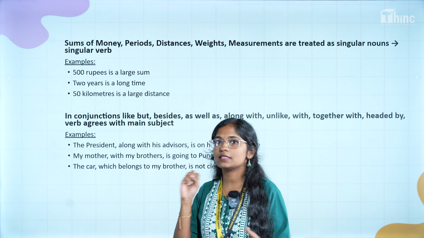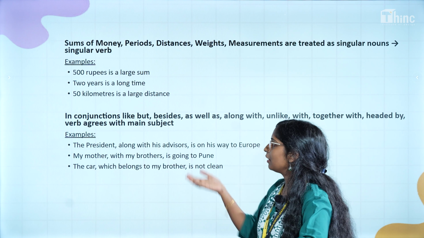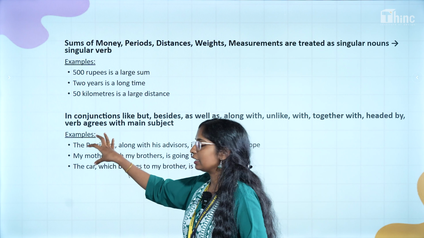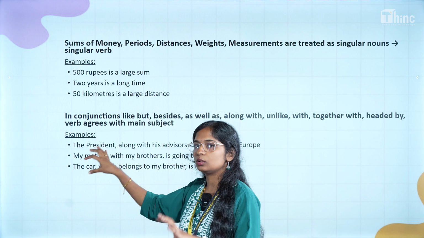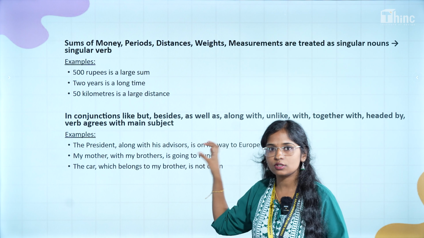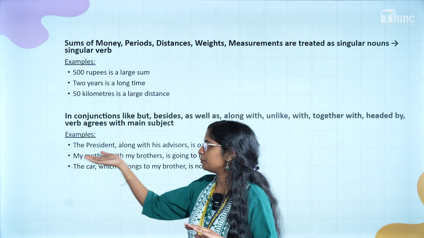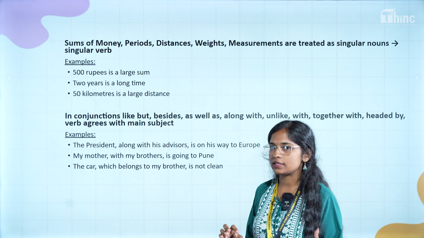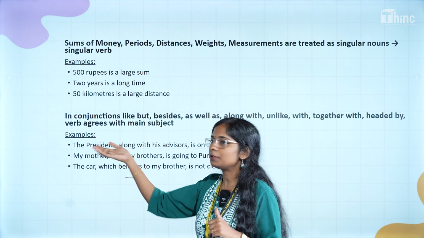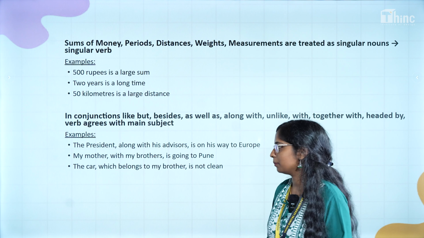The main subject is our president, the president, and with him, along with him, we have the advisors. The "is" is agreeing with the president here, the singular subject. So sentences like these, with all these conjunctions, you have to use the verb which agrees with the main subject. The president, along with his advisors. Who is the main subject? It is the president and not the advisors. The president, along with his advisors, is on his way to Europe.